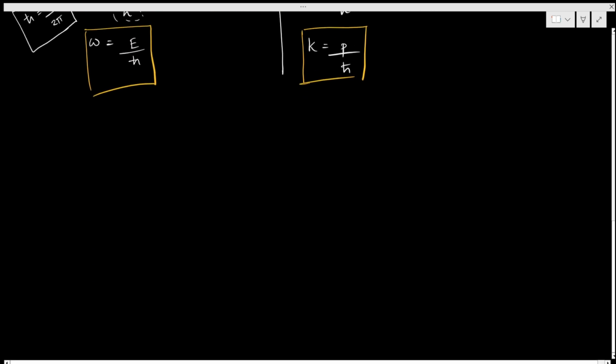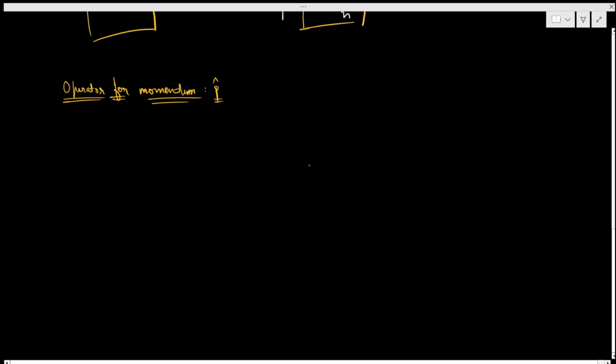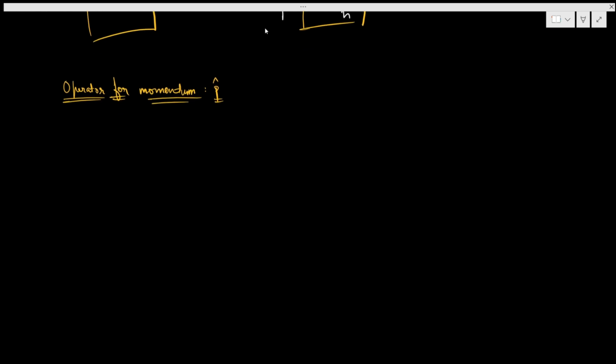So let's do what we said we would do at the beginning, and let's find a few different operators for different quantities. So let's start with an operator for momentum, and I'm going to denote this by p cap. Sorry if my handwriting is a bit messy. There we go. So operator for momentum. How do we find this?